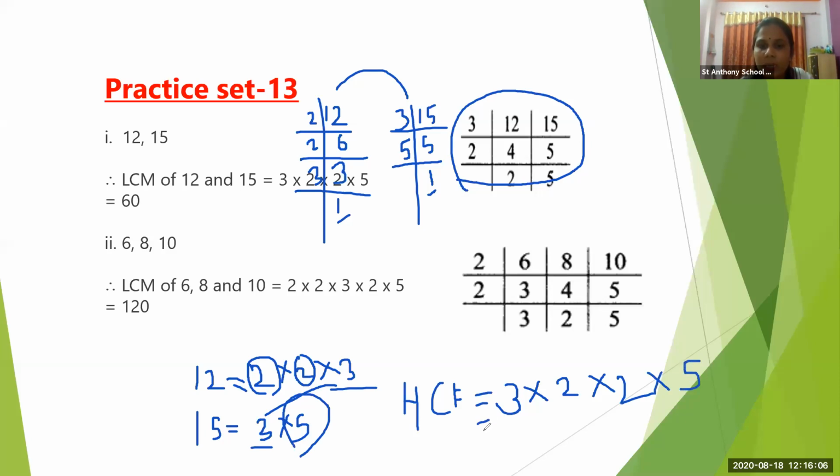Okay, so 3 2s are 6, 3 2s are 6, 6 2s are 12, and 12 5s are 60. So our LCM will be what? 60. ठीक है, तो हमारा HCF जो रहेगा वो 3 रहेगा, और हमारा LCM जो रहेगा, तो हमको कॉमन फैक्टर्स भी लेना है, और इसके साथ जो कॉमन फैक्टर्स नहीं है वो भी हमको साथ में लेना है.